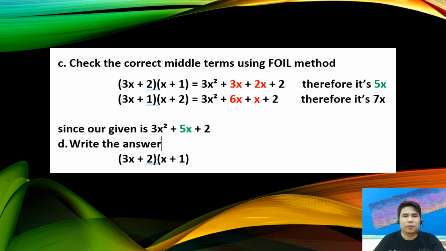After that, you have to check the middle term. So check the middle term using your FOIL method, your basic way of multiplying binomials, right?